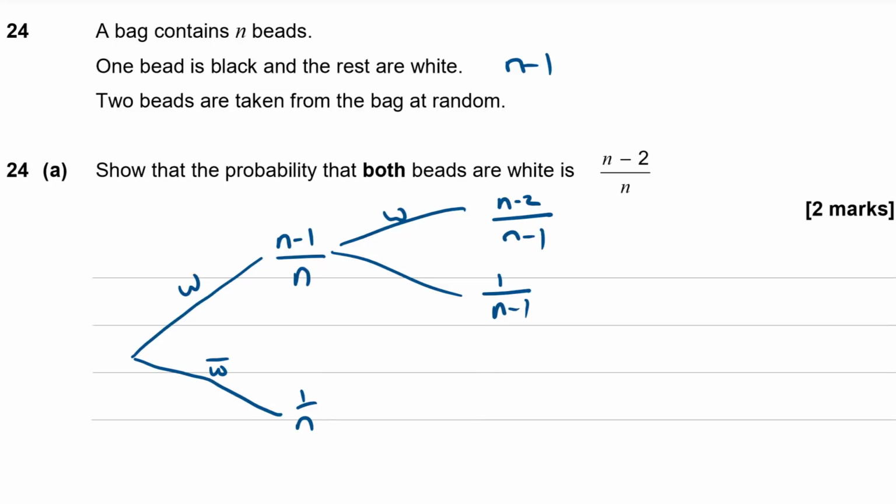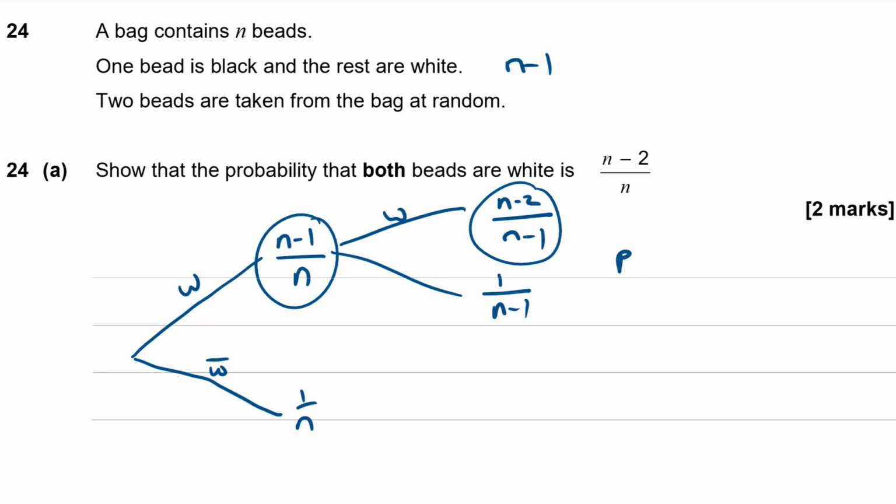Okay, so that's it then, isn't it? So what's the probability then that both beads are white? It's going to be this value here times this one here.